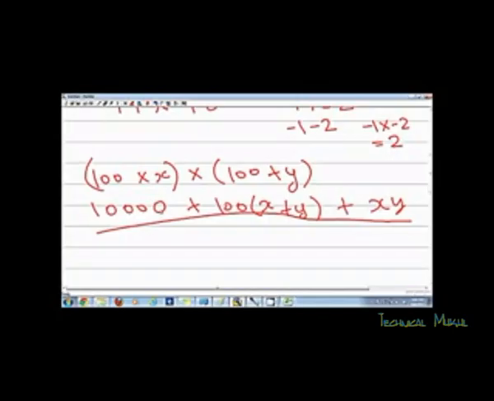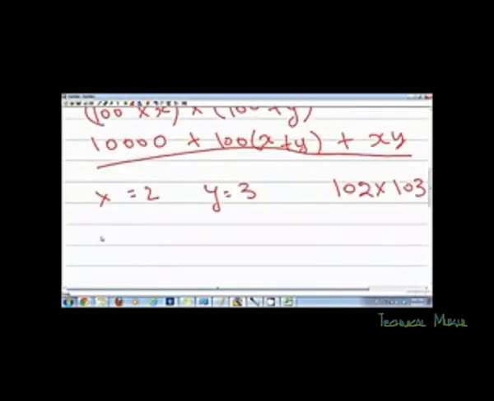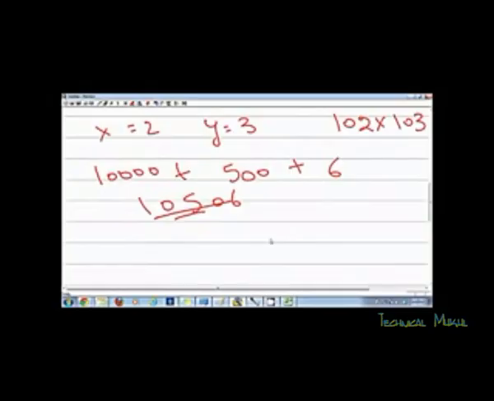So if I have x equal to 2 and y equal to 3, because I want to multiply 102 and 103, then in this case we will have 10,000 plus 500 plus 6. So the answer will be 10506. I hope this tutorial will help, and you can use these tricks for your exams to go quickly through the math, and good luck with your exams.